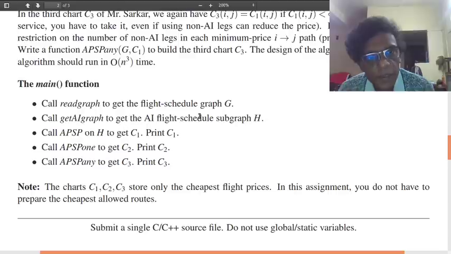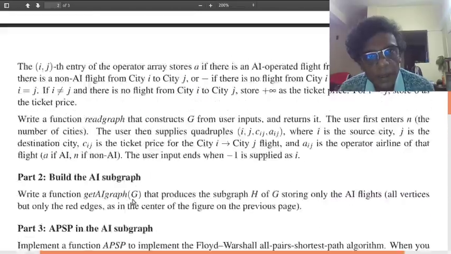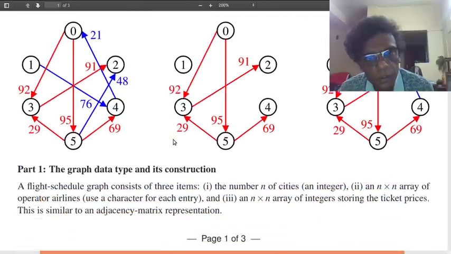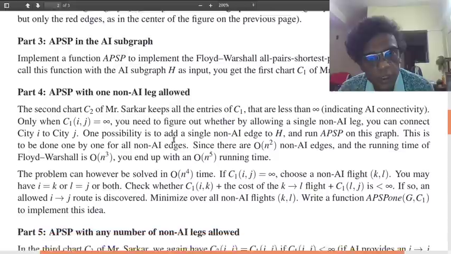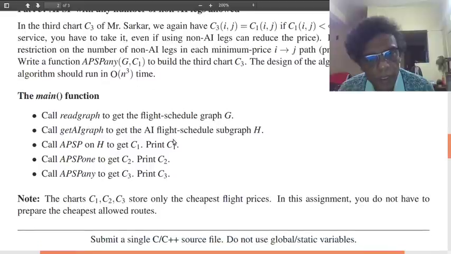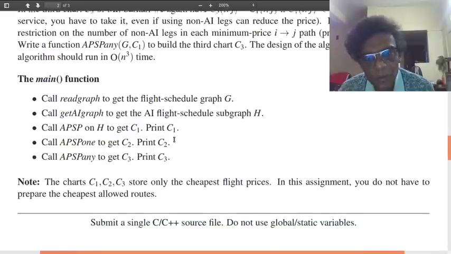In this assignment, it suffices to compute only the cheapest flight prices for different sectors. No need to actually prepare the cheapest routes, like the cheapest 4 to 2 route in the last case we have seen. This is 4, 0, 5. You do not have to store this route. Only compute the minimum cost. Don't make an attempt to store the actual cheapest routes. If you want, you can do it as a take-home assignment, but you do not have to submit it.